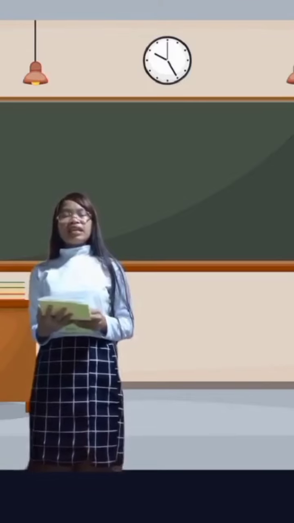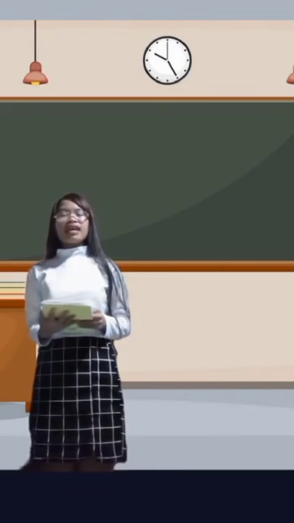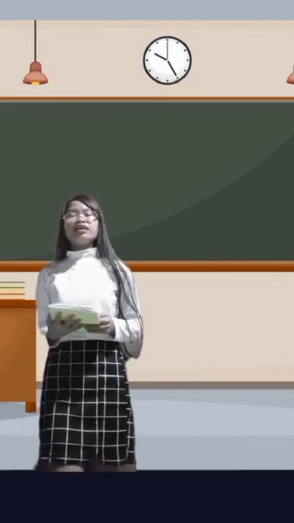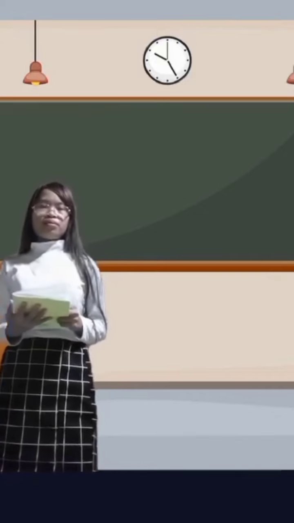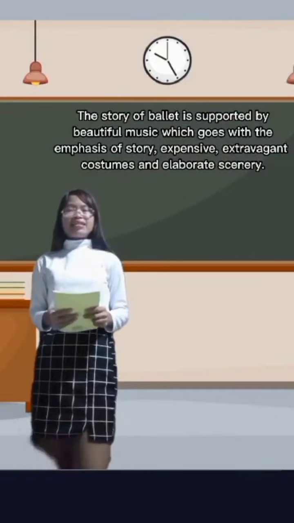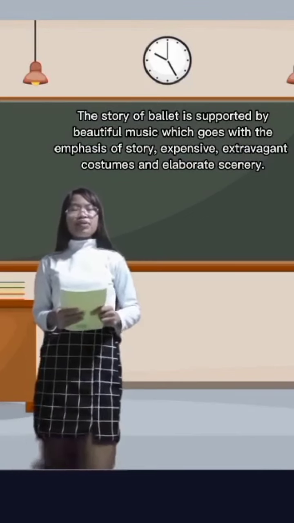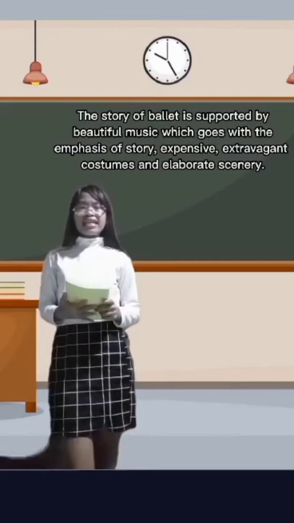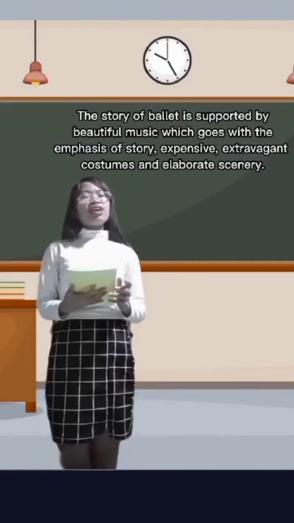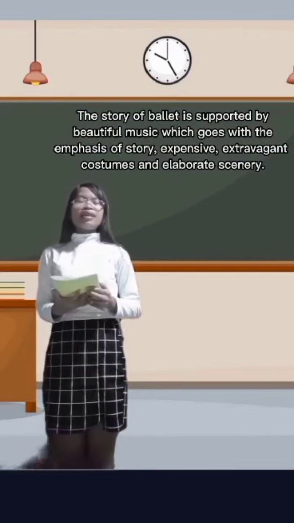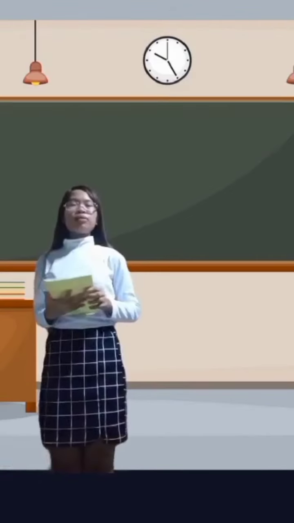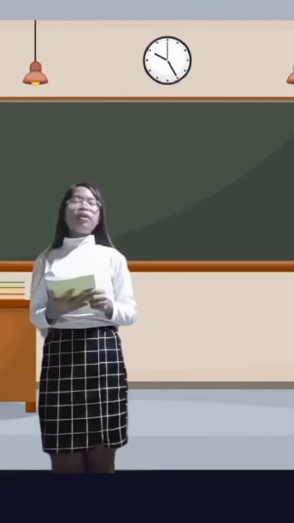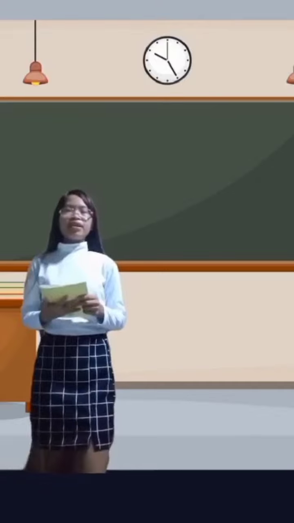The emphasis on technique is universal throughout classical ballet. So it created 5 principles to follow. The story of ballet is always supported by beautiful music, which goes with the story, expensive and extravagant costumes, and elaborate scenery. Since we already tackled classical ballet, now let's proceed to neoclassical ballet.